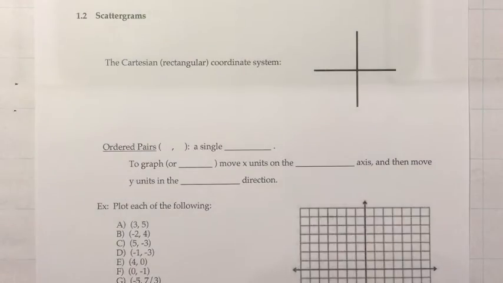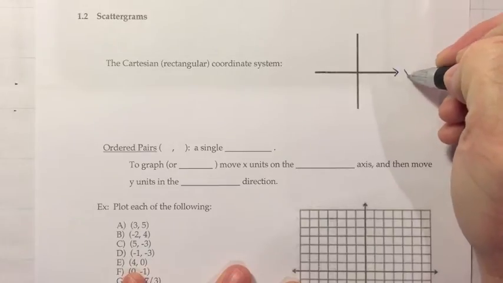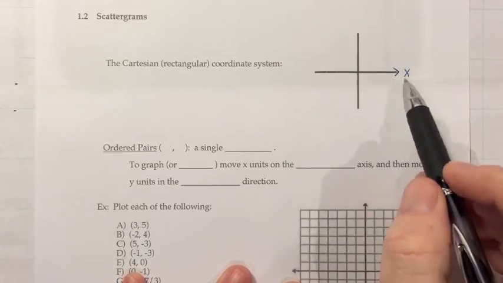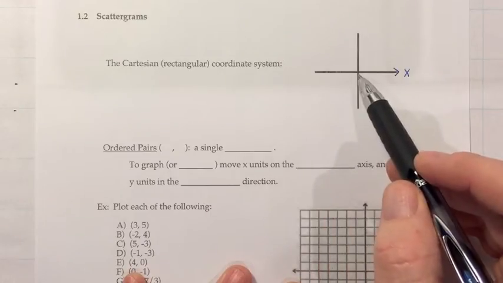Section 1.2, Scattergrams. We're going to begin with something called the Cartesian or rectangular coordinate system. This is just two number lines laid one on top of each other so the zero intersects. The horizontal one we refer to as the x-axis, and it has its positive side to the right and its negative side to the left. Again, the zero right here at the intersection.